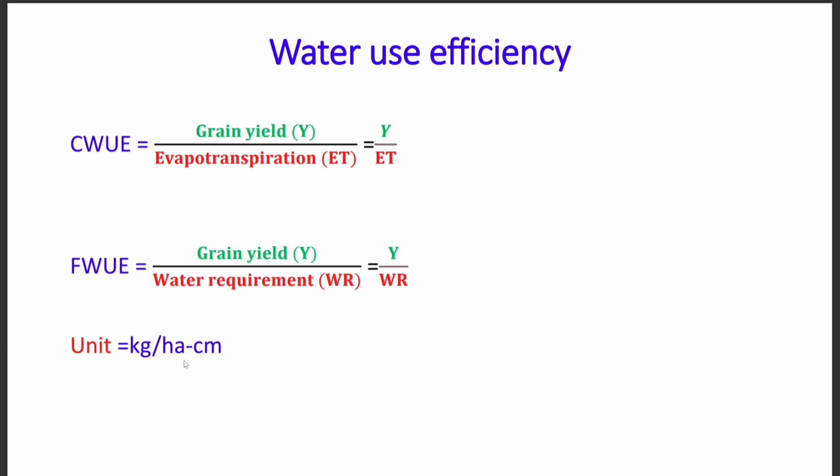Hectare centimeter is usually a volume unit. If we convert the hectare into square meters, it will be 10,000 square meters, and you can change the centimeter into meters, so that will be a cubic meter, which can be converted into cubic decimeters, mainly liters. So you can convert the whole thing into quintal per liter or kg per liter as per your requirement. So that is water use efficiency.